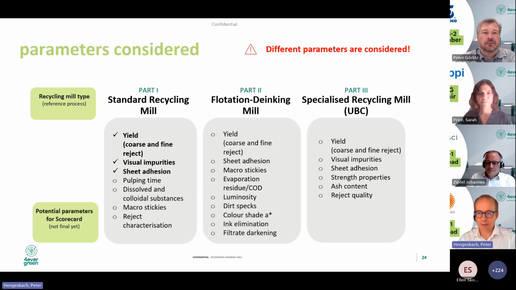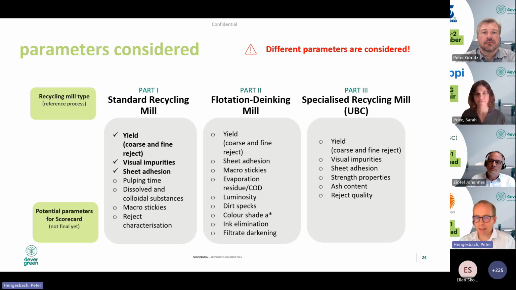When it comes to the other types of recycling mills, part 2, the flotation deinking mill, uses a different raw material mixture, meaning different types of input material, predominantly white fiber-based packaging. The end use of the pulp generated in this type of recycling process also has other quality requirements. This is the reason why different parameters are used to evaluate the recyclability in this part. Optical properties are quite important for this type of recycling process, and this is reflected in the parameters you can see here, besides the yield parameter, of course, which is also very important for this type of recycling mill.